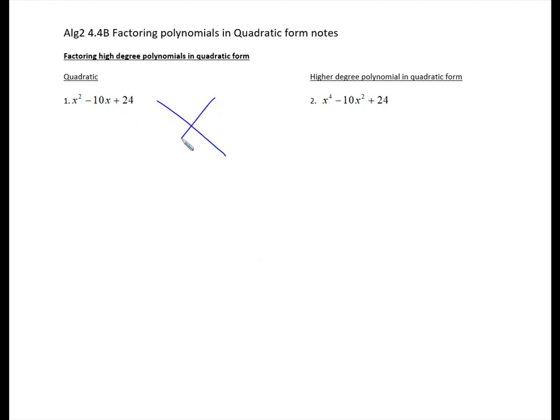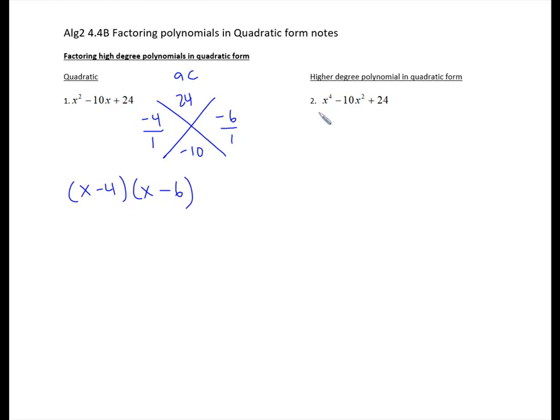So we learned how to factor this using the x method, right? A times c is 24, b is negative 10. So it looks like we'll have negative 4 and negative 6. That's our two values here. Divide by 1. So our factors will be x minus 4, x minus 6, right?